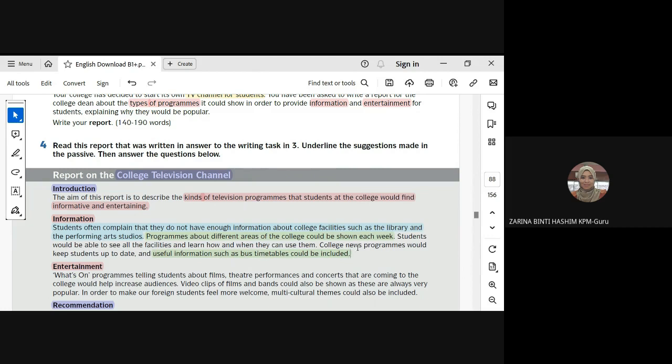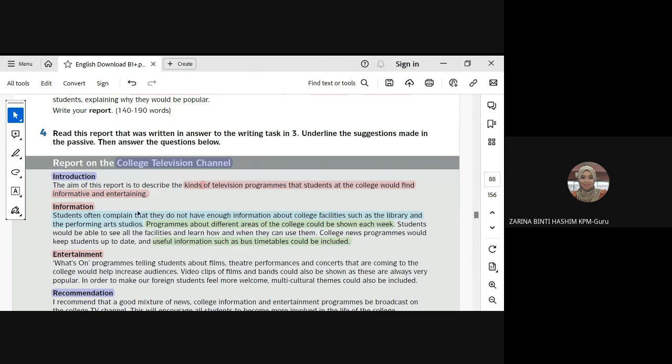Why? So the reason is coming first. Here for the second suggestion, they put the reason first. College news program would keep students up to date. So that is the reason. So that is for information alone.